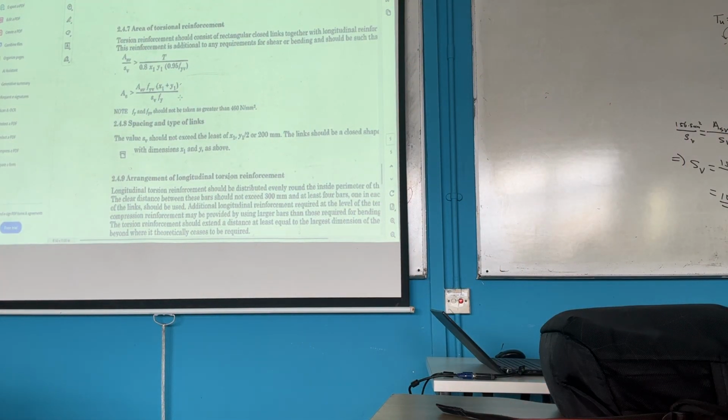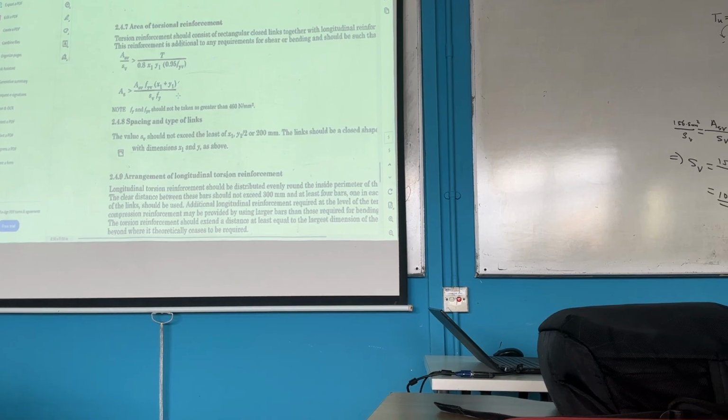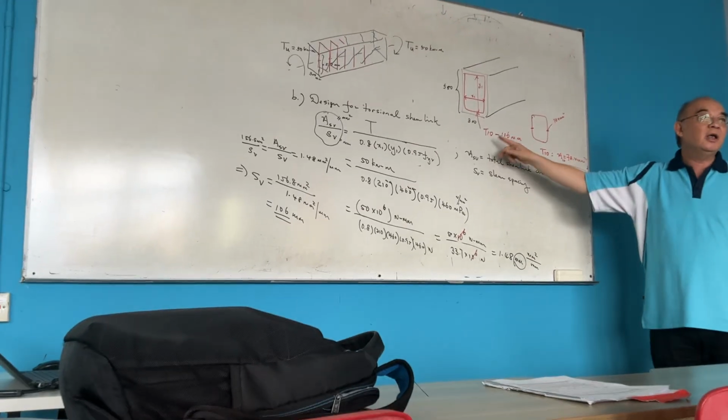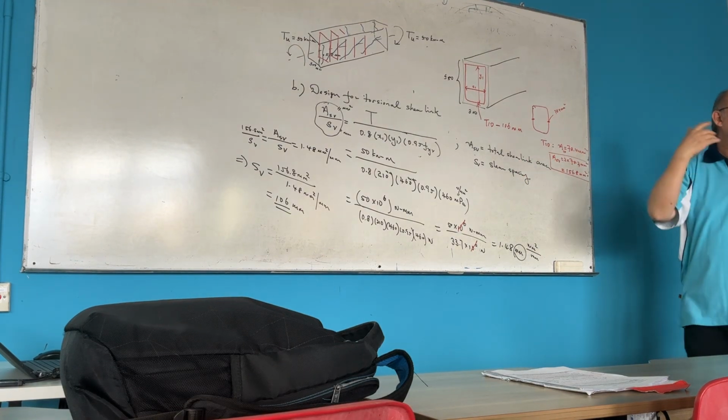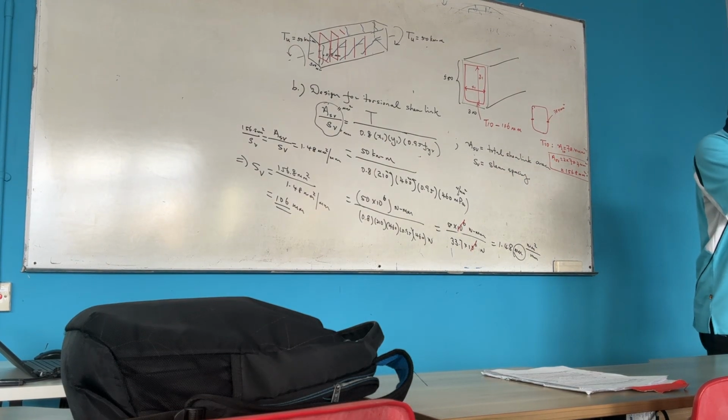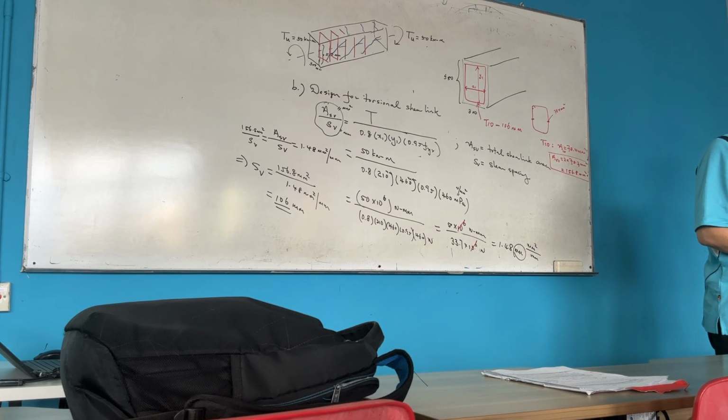Now, why does the code give you this one and stop here? Because the code recognizes that you can use T10 or you can use T12 or you can use T8. So the code actually allows you to have the option. Understand?